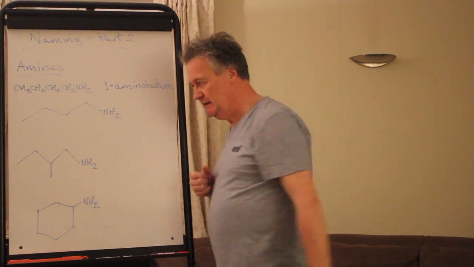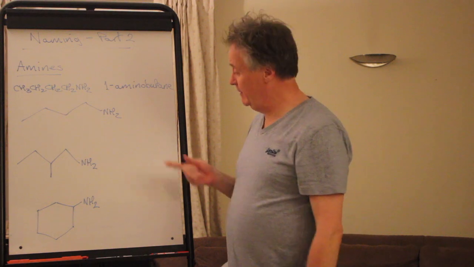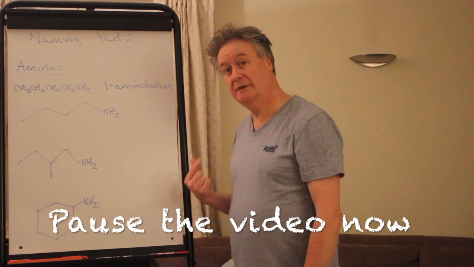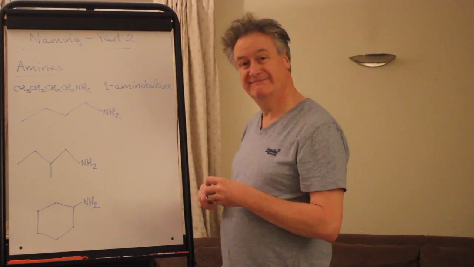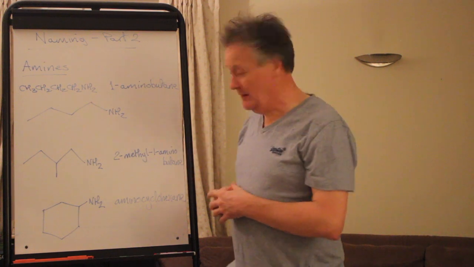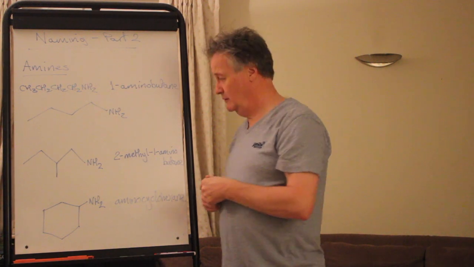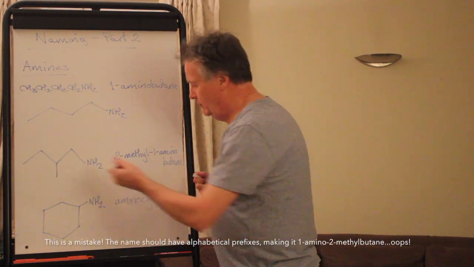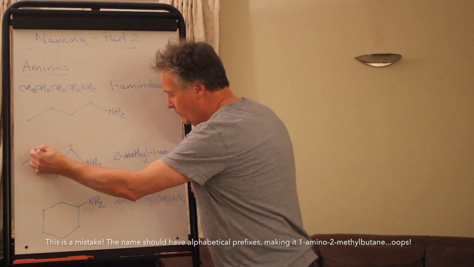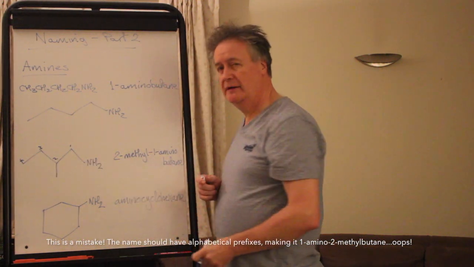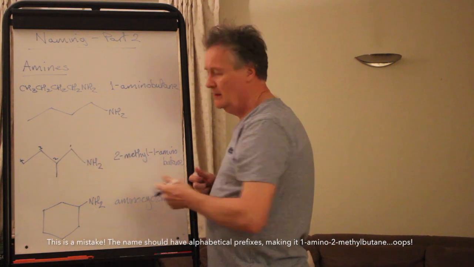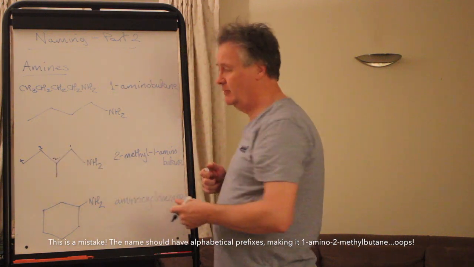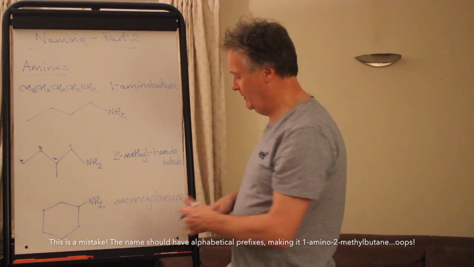Now here's 2 that I would like you to have a go at naming. So I'm going to get you to pause the video and see what you come up with, and I'll see you after you've had a go. So there we have 2 names, 2-methyl-1-aminobutane. Why? 4 carbons. Number them for you. 1, 2, 3, 4. So the amino group is on the first carbon, making it 1-amino. 4 carbons, that's 1-aminobutane, and then there is a methyl group on carbon 2, so it's 2-methyl-1-aminobutane.